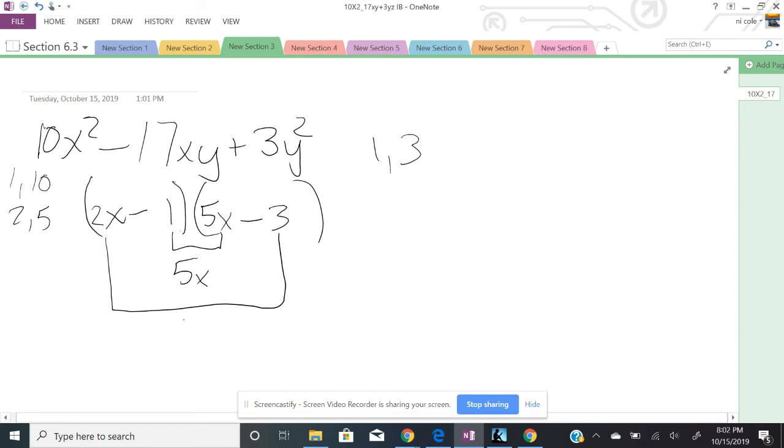Test the outsides, that would give me 6x. Sum that up, that gives me 11. Oh, and these are negative. That gives me negative 11, which is not what I want. So let's try it the other direction, the other way around.